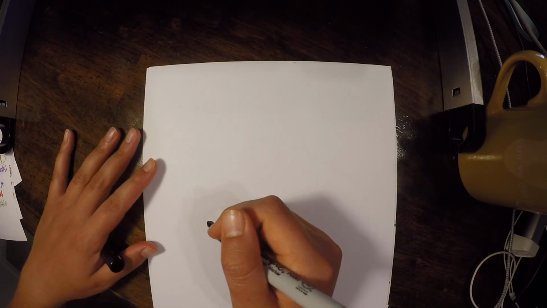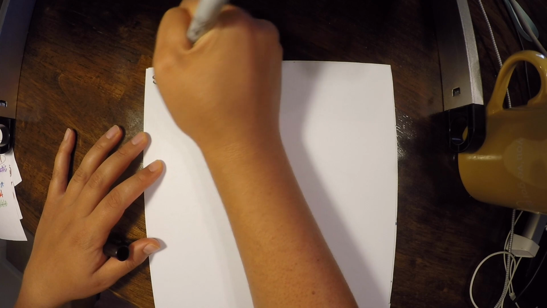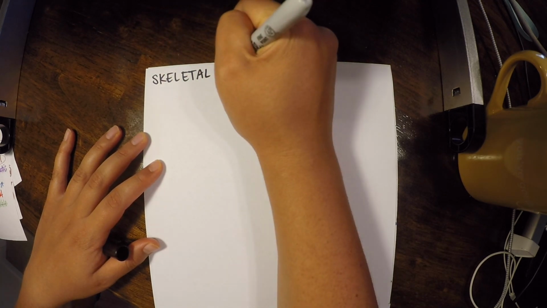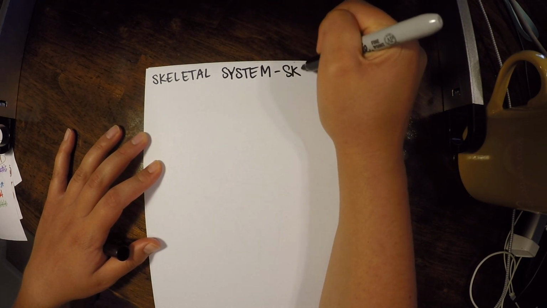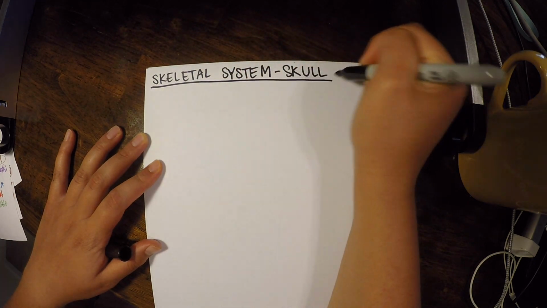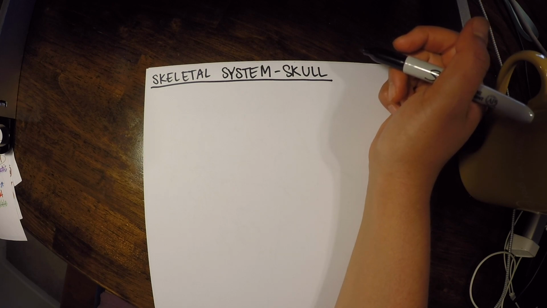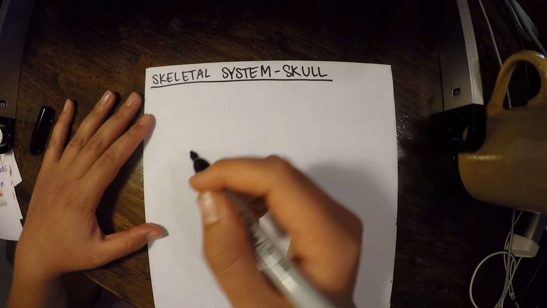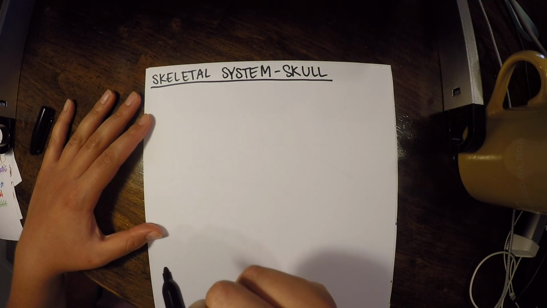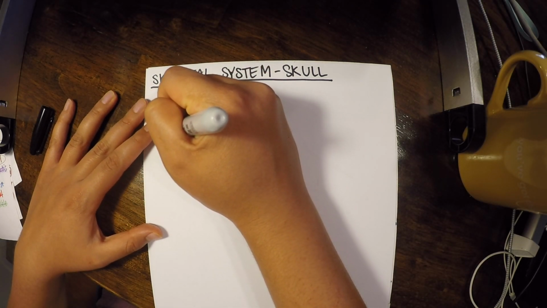The topic of this video is the skeletal system, and specifically the skull of the skeletal system. Alright, so we're going to start with a couple of different views. We're going to be looking at the outside of the skull, and let's first start by drawing out two different views of our skull. So just draw along with me.